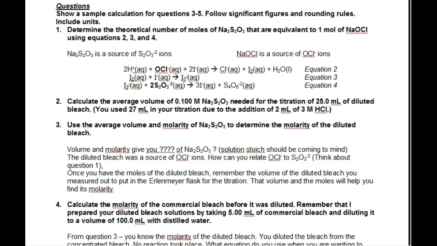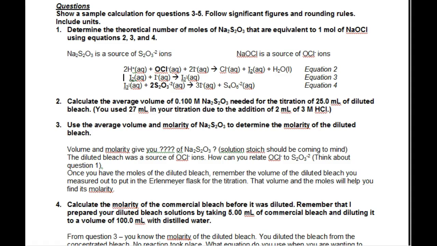Number 3, it says using the average volume and molarity of the sodium thiosulfate, use that to determine the molarity of the diluted bleach. So you knew the volume and the molarity of the thiosulfate, and that should give you something when you combine those in terms of the sodium thiosulfate. Okay?